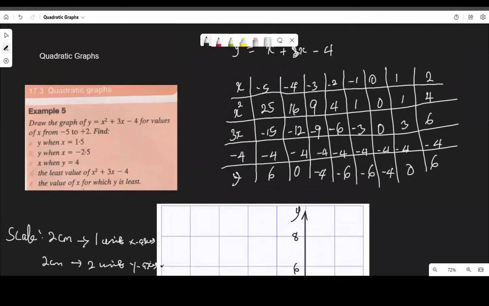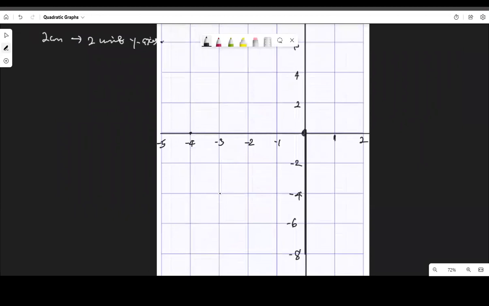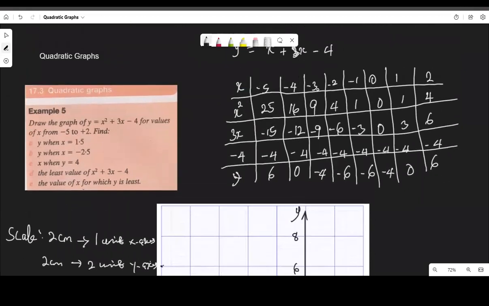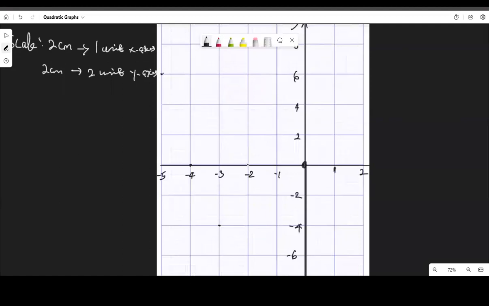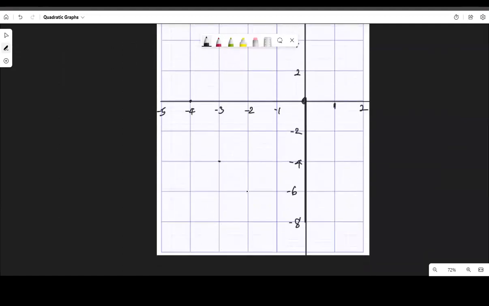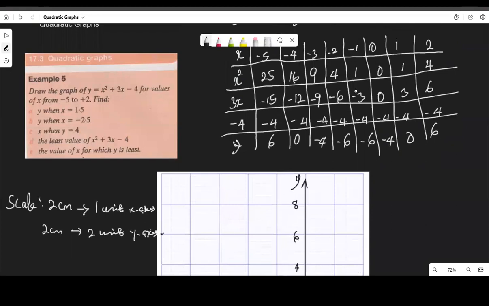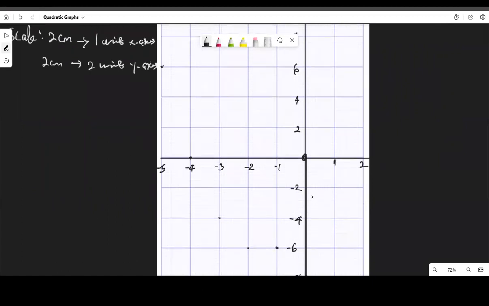Then when x is negative 3, y is negative 4. This is negative 3 for x. Then we trace it to the y-axis, negative 4, which is this point. When x is negative 2, y is negative 6. This is negative 2 for x. Trace it to y, negative 6. Then when x is negative 1, y is also negative 6. This is negative 1, trace it to negative 6, which is this point right here.